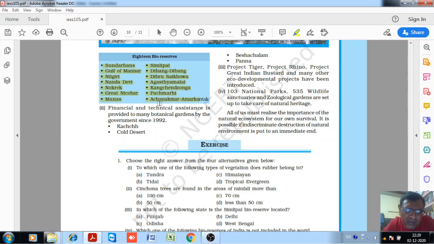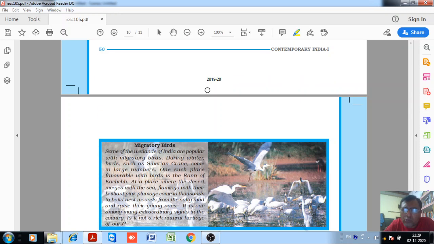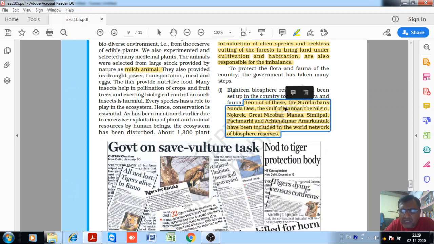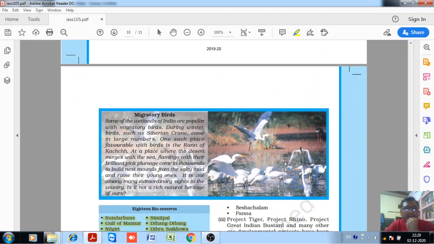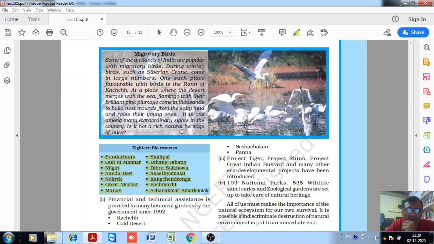and Pachmarhi, and Achanakmar Amarkantak. These are the 18 biosphere reserves. Out of these 18, 10 are very important in the world network of biosphere reserves. Means those are internationally connected. This is a very important step regarding the conservation of biodiversity.